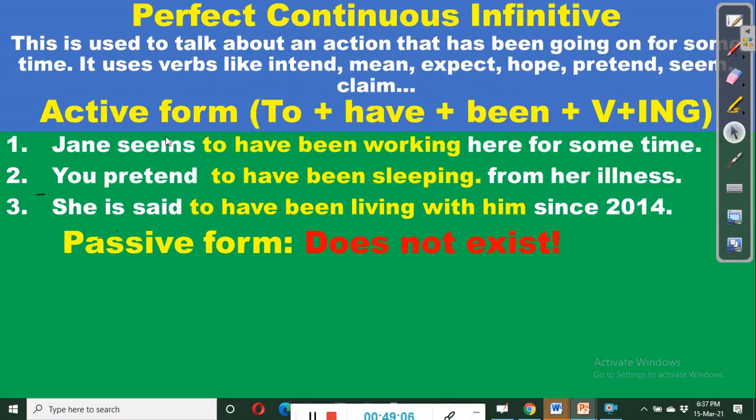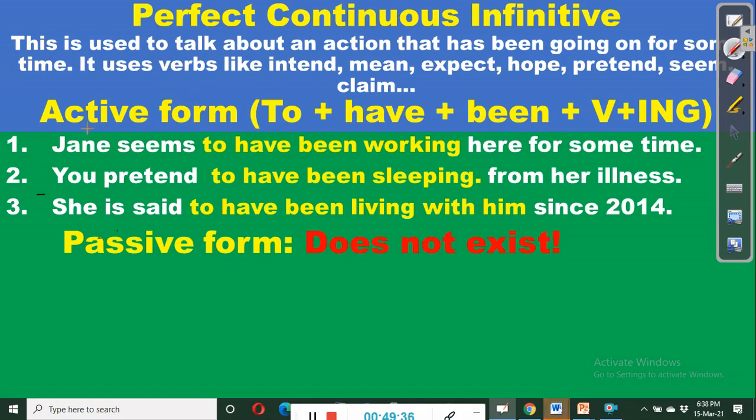Perfect continuous infinitive: this has only the active form, it doesn't have the passive form. The perfect continuous infinitive is used to talk about an action that has been going on for some time. Probably it started in the past and is still continuing at the time of speaking, or it started in the past and something else may have interrupted the process at the time of speaking.